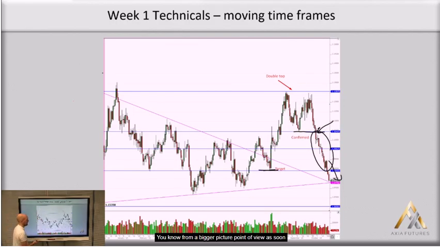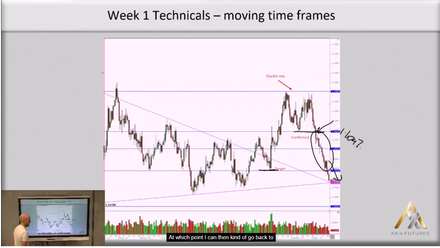From a bigger picture point of view, as soon as it's gone through there, which is 1.1047, my view is it's going down. It makes your life easy, because now every day your job is basically to ask yourself, can I sell this? And find somewhere to sell it, some way to get short, looking for a move down. Not every day is going to go down, but you're more likely to get paid trying to be short than you are to be long, until it gets down here.